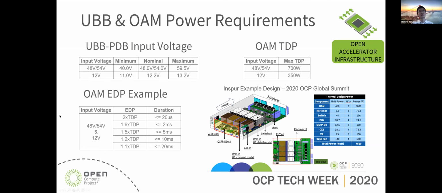And we have some OAM excursion design power listed here. This is coming from the UBB and OAM spec directly. We also have listed here the INSPUR example design that was shown in the 2020 OCP Global Summit. And we can see the total power for this system is around 5 kilowatts. Next one, please.